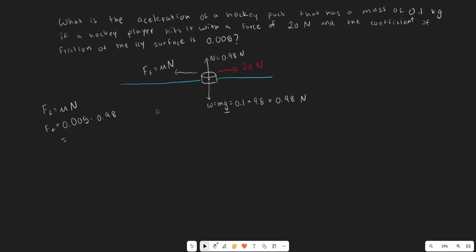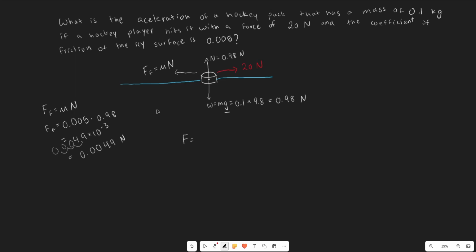So let's solve that. 0.005 times 0.98 is 4.9 times 10 to the power negative 3, or we can write that as 0.0049 newtons. So that's what our frictional force is, 0.0049 newtons. Clearly the frictional force is really, really small, and that's because it's on an icy surface.